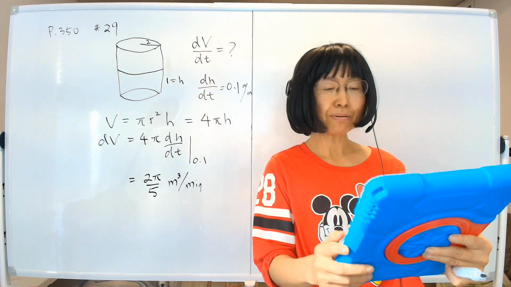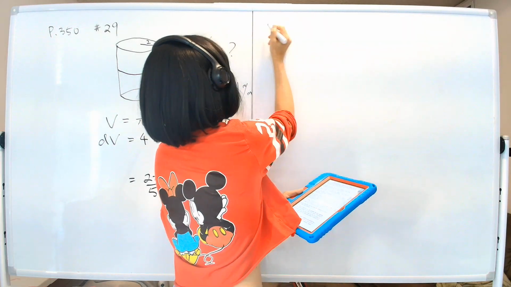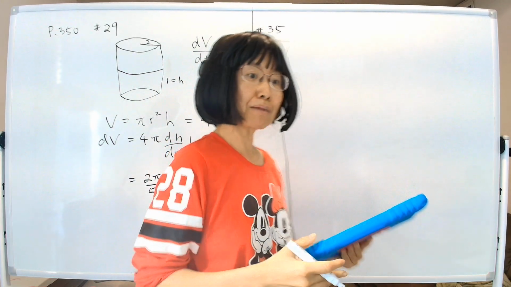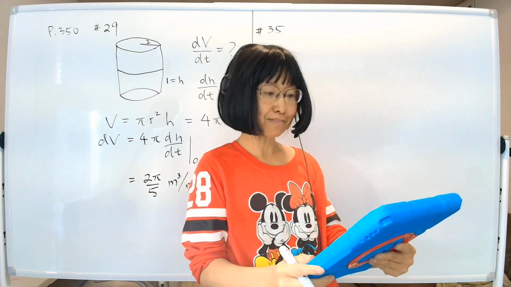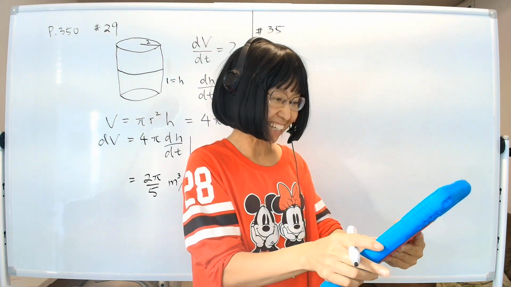Next, let's look at problem number 35. Write it down first. I've been forgetting to write down the problem number. Okay, problem number 35, where it says gravel is being unloaded. Yay, we're unloading gravel. How exciting.